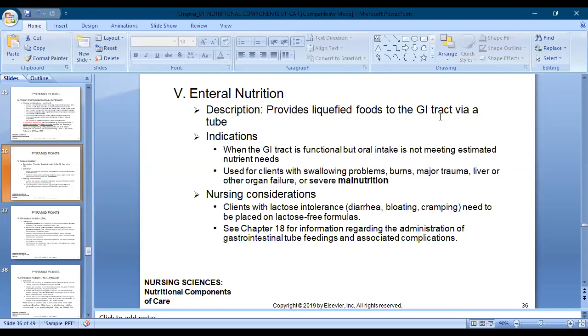Right? So if a patient has a problem taking food orally, we should give them the food by a channel, by a TPN or central line, or total parenteral nutrition. This is called enteral nutrition, right? So description: provide the liquefied food to the GI tract. Indicated if the GI tract is not functioning, or if the client has a swallowing problem, or if the patient has a burn, major trauma or organ failure, we give them the enteral nutrition.